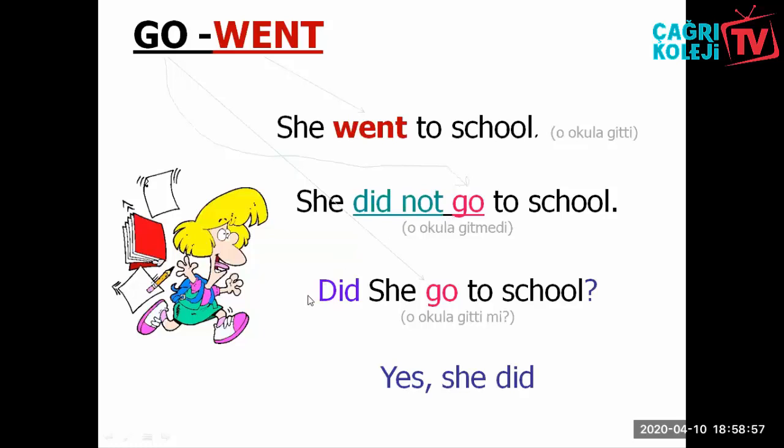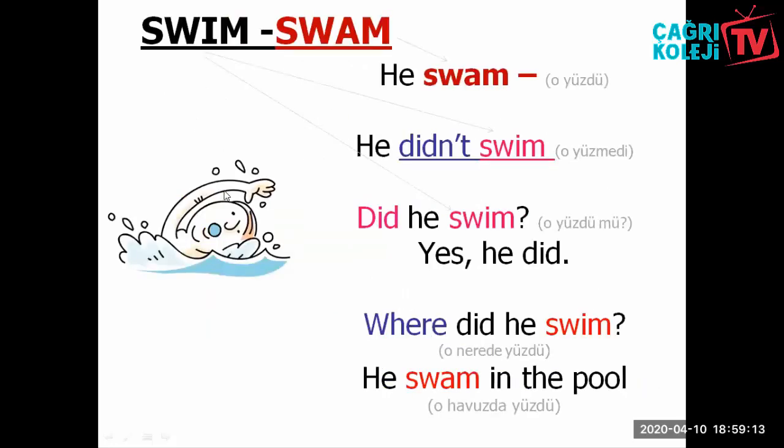So the question form is the same. We use the first form of the verb. Did she go to school? Yes, she did. She went to school. She didn't go to school. Did she go to school? Yes, she did.